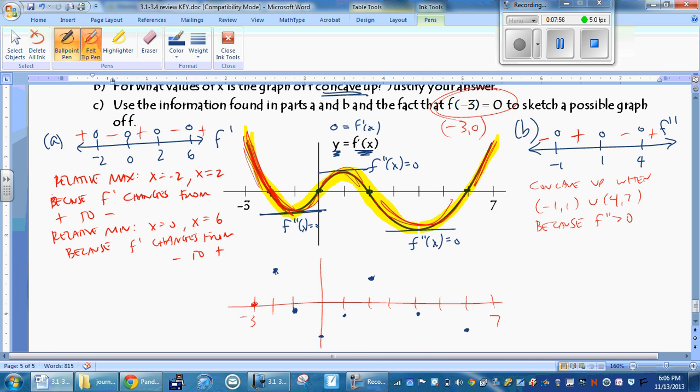Then to sketch our graph, we have to use the concavity. Our graph is going to be concave down from -3 until we get to -1. So from here to here, concave down. Then from -1 to 1, it's concave up. From 1 to 4, concave down. And then from 4 to 7, it's going to be concave up. So this is a possible graph of our function f of x.